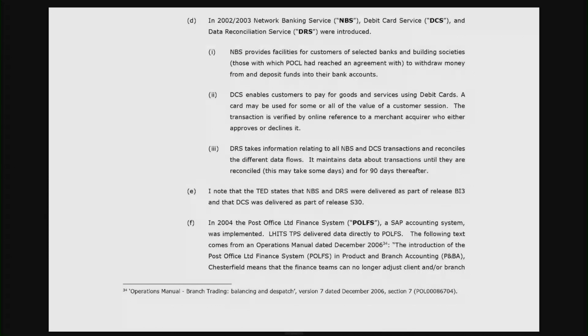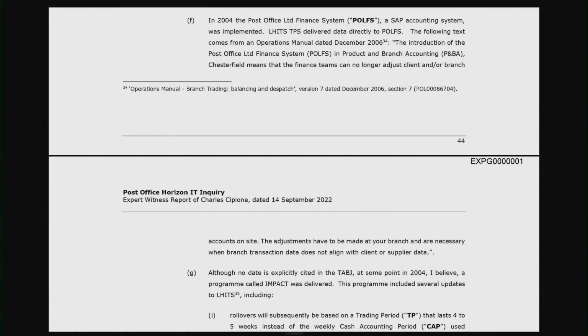In subparagraph F, you mentioned a development in 2004 when the Post Office Limited finance system was implemented, and you described that as an SAP accounting system. What do you mean by that? SAP provides ERP systems, part of which are the accounting. It provides an accounting application, and it looks like the Post Office bought and implemented that in 2004.